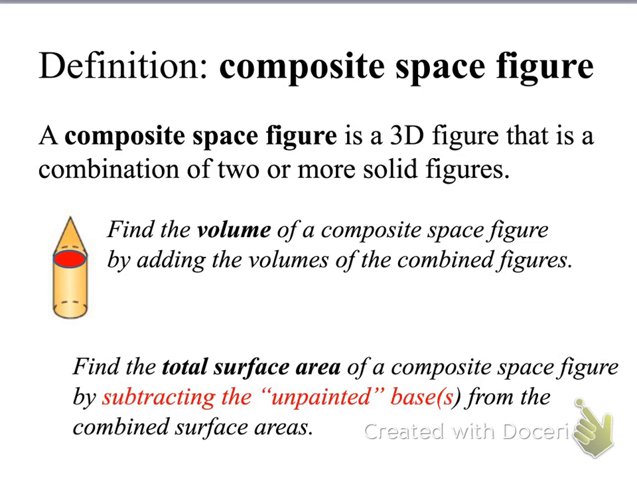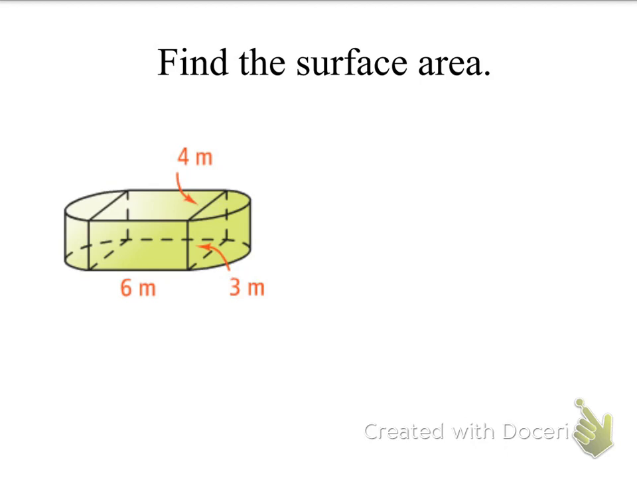To find the total surface area, you just have to make sure you do not include the surface that is connected. Total surface area means everything on the outside, not what's on the inside. So that's what's tricky about the surface area. Okay, so finding the surface area, it looks like we have a cylinder and then we also have a prism. So let's go ahead and do the cylinder first.